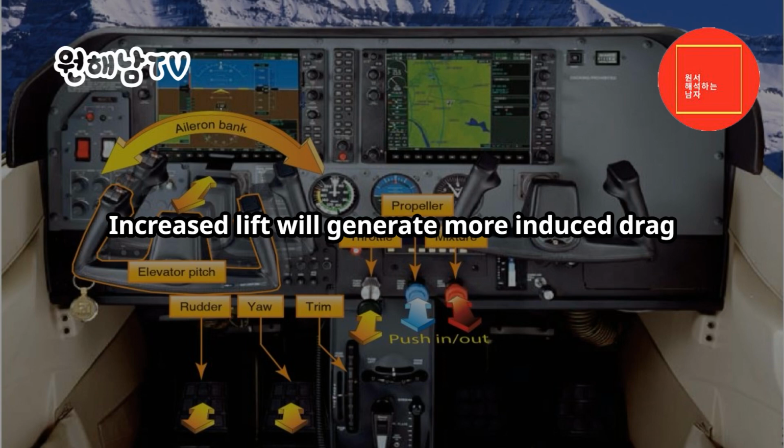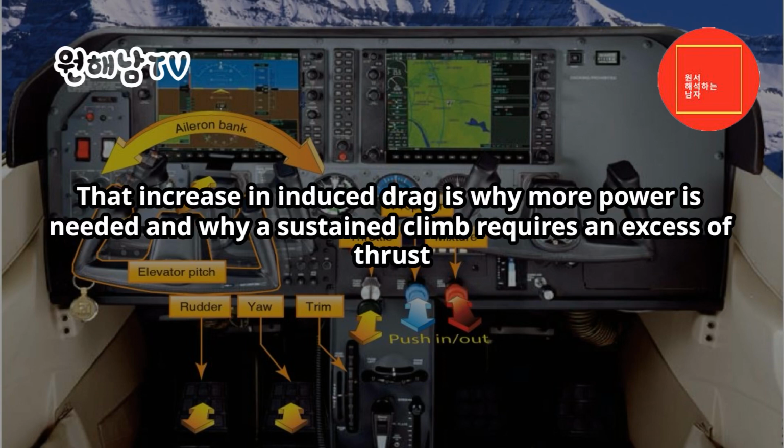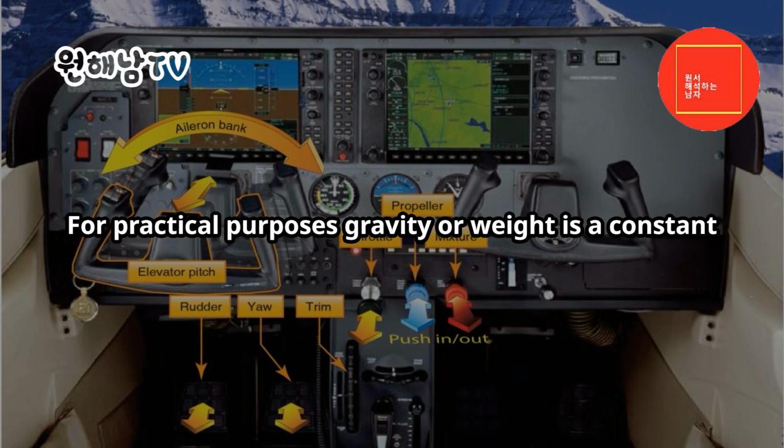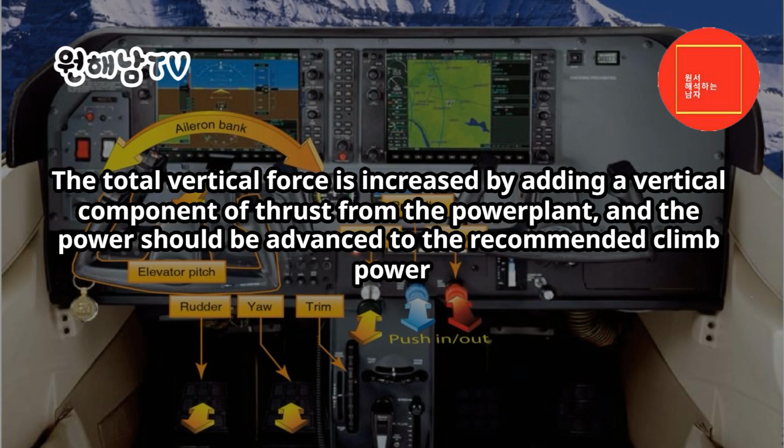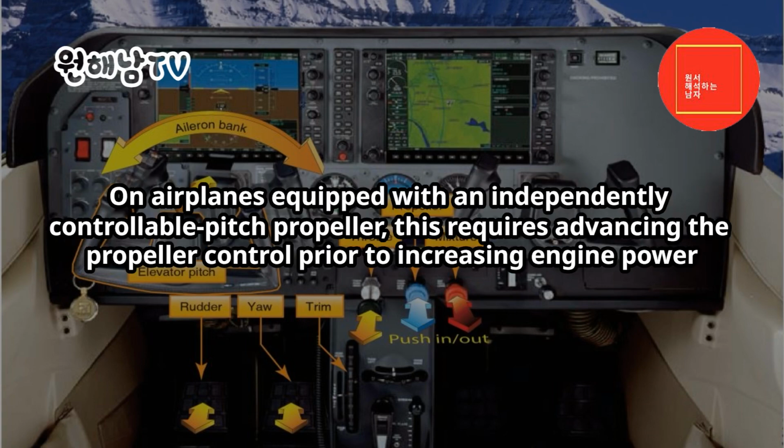Increased lift will generate more induced drag. That increase in induced drag is why more power is needed, and why a sustained climb requires an excess of thrust. For practical purposes, gravity or weight is a constant. A vector diagram shows why more lift is necessary during a climb, as the vertical component of lift generated from the wings is no longer perpendicular to the wings and adds to drag. The total vertical force is increased by adding a vertical component of thrust from the power plant. On airplanes equipped with an independently controllable pitch propeller, this requires advancing the propeller control prior to increasing engine power.